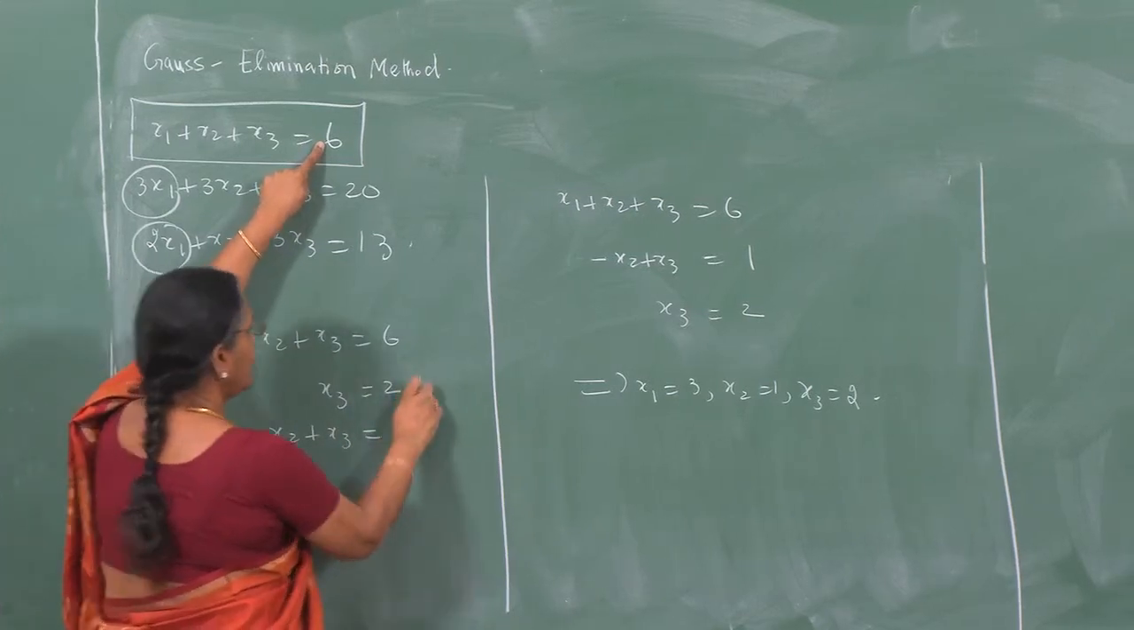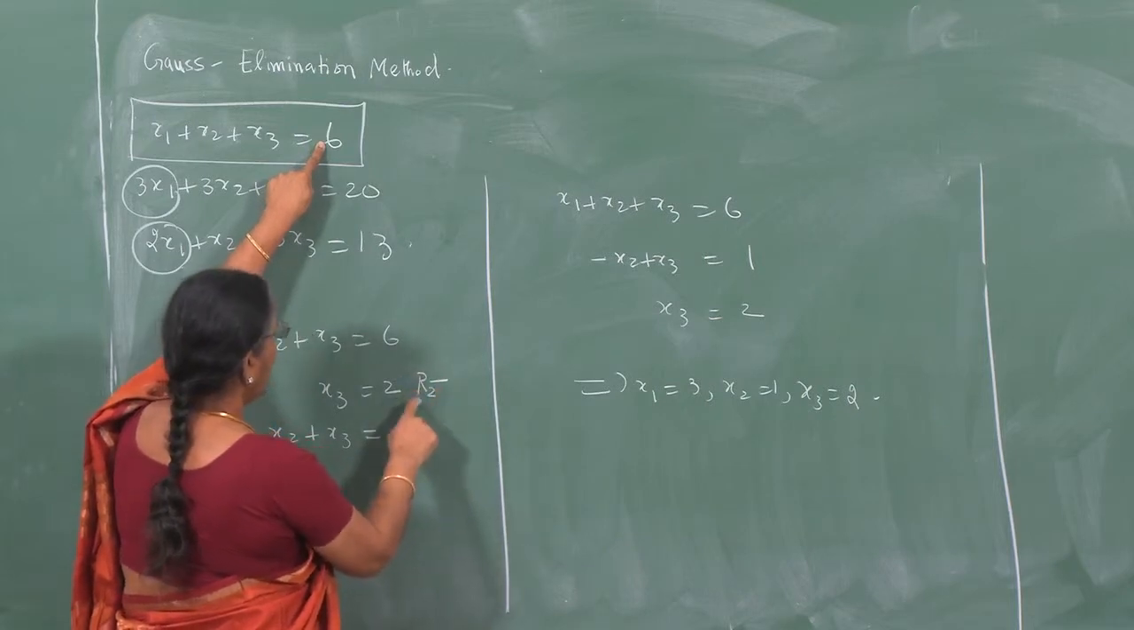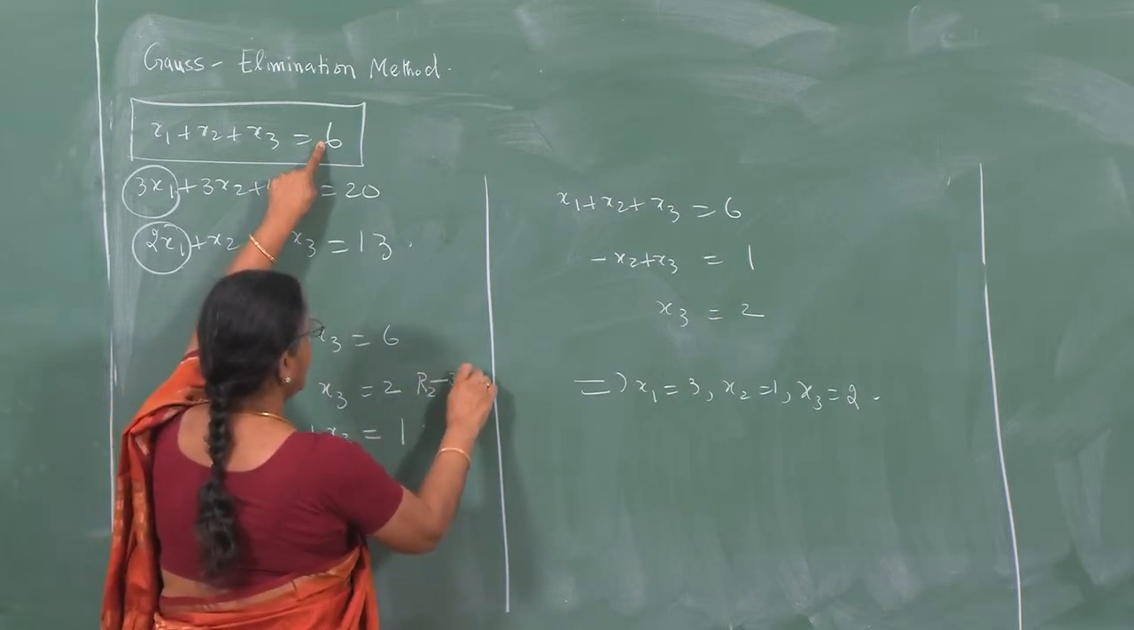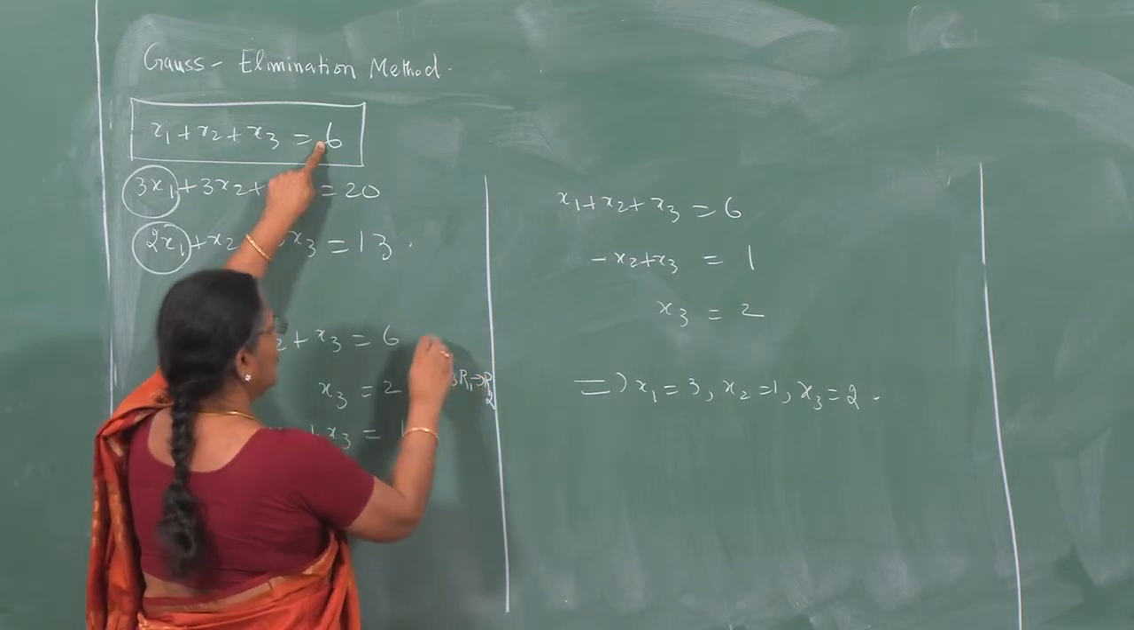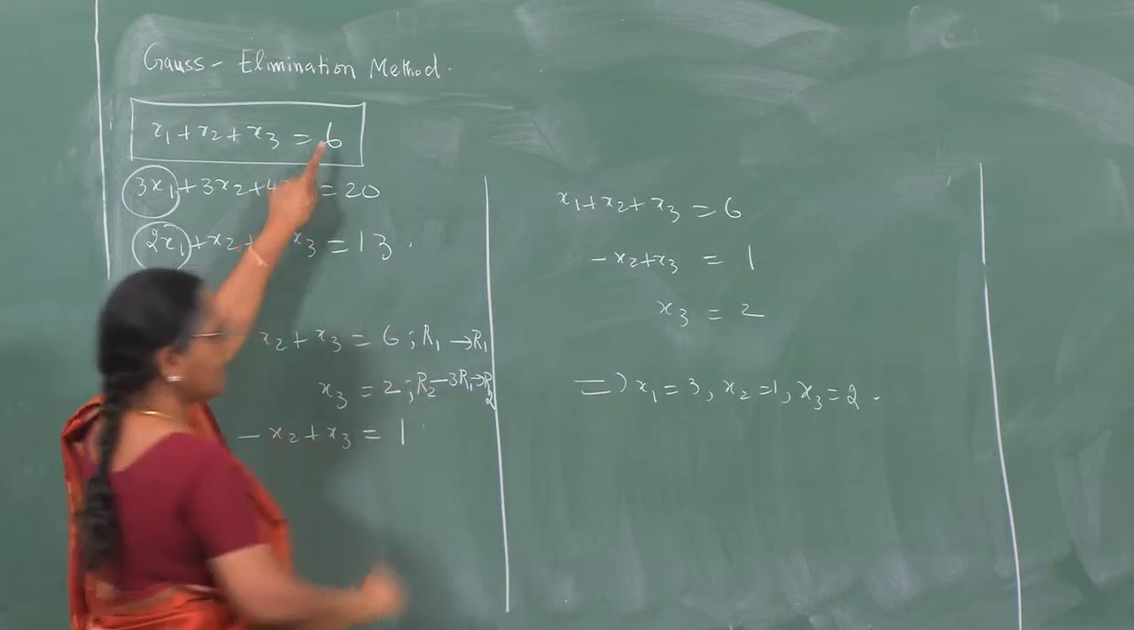So, what did we do? We obtained the new second equation as follows: R2 minus 3 times R1 gives us the new second equation. R1 is taken as it is.